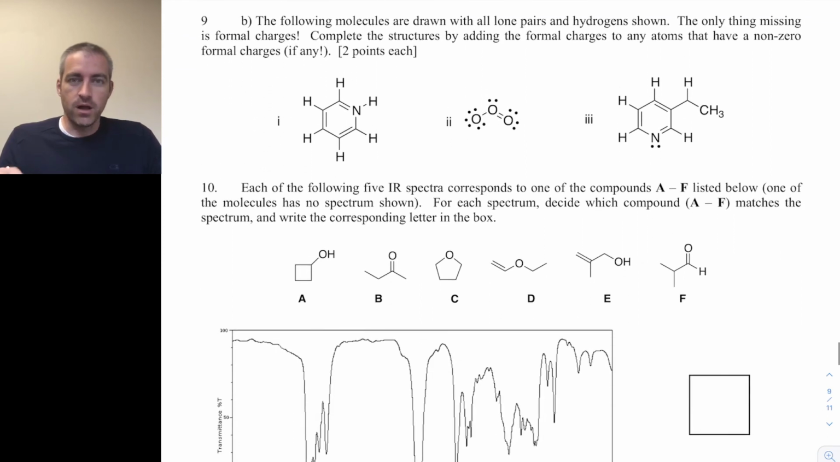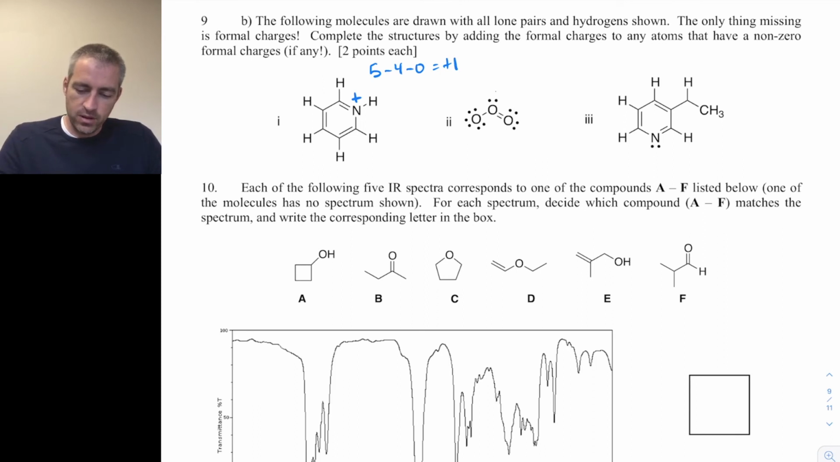Next, question 9. The following molecules are drawn with all lone pairs and hydrogens shown. The only thing missing is formal charges. Add the formal charges, if any. So the first one has a nitrogen, which has a positive formal charge because nitrogen has 5 valence electrons, it's making 4 bonds, and it has 0 unshared electrons, which is +1.